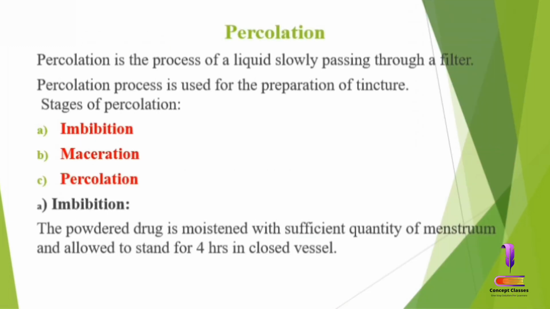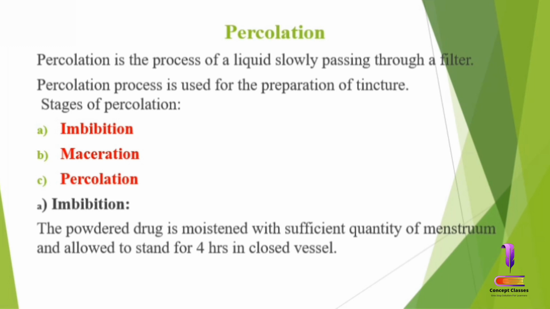Next one is percolation. Percolation is a process where liquid slowly passes through a filter. The percolation process is used for the preparation of tincture, and it is a cold extraction method. This whole process of percolation is completed in three different stages. The first one is imbibition, second is maceration, and third is percolation.